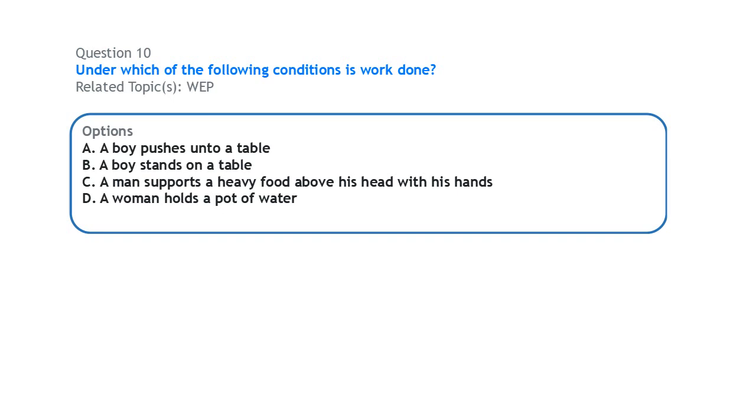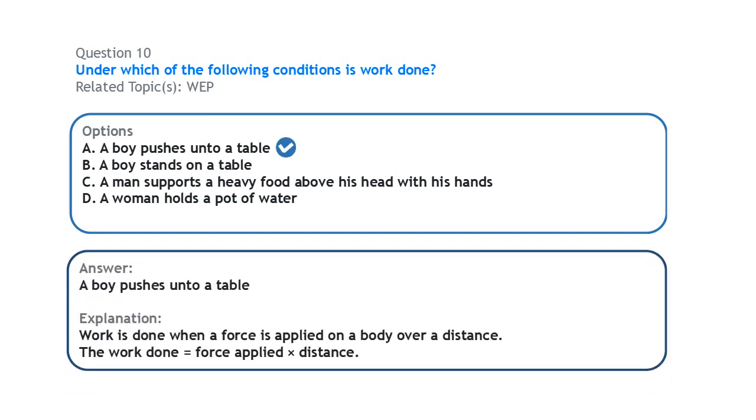Next is on work, energy and power. Under which of the following condition is work done? So the point here is, when do we say that work is done? Work is done when a force is applied on a body over a distance. That's why we have work done to be equal to the force applied times the distance in the direction of the force in which that body is moved.